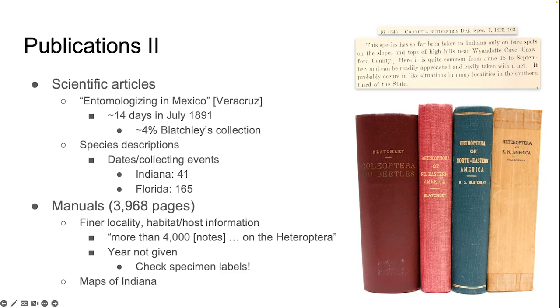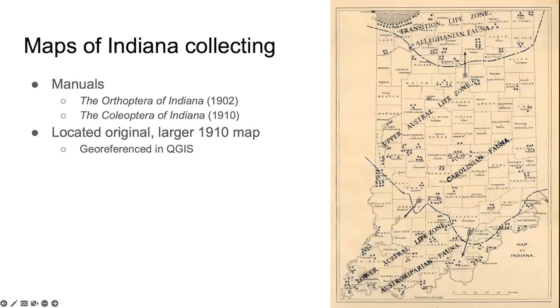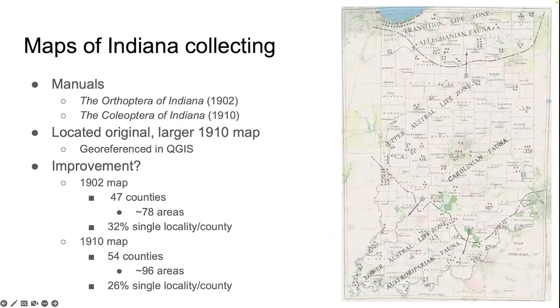However, in two of Blatchley's manuals, he gives a map of Indiana collecting. In the Purdue Entomology Archives, I was able to locate a larger original copy of this map and georeference it. Now, most of the counties have 2 to 3 collecting events in them. However, about a third have a single locality to a county. So we can start to narrow down some of those county-only localities.